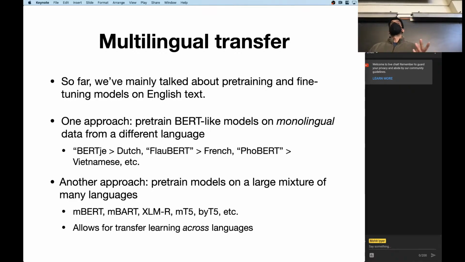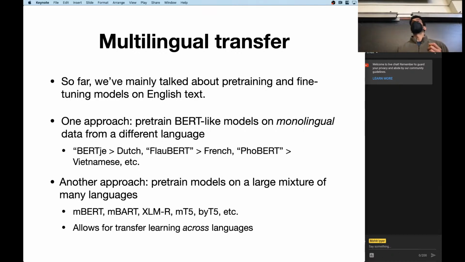Although, if you are an engineer at a French NLP company, maybe you only care about French, and so you can use this model, and that's fine for all of your tasks. But in general, it would be nice if we had just a single model that could work for a bunch of different languages. So an alternate line of work has been to pre-train these large transformer models on text that comes from a mixture of different languages.